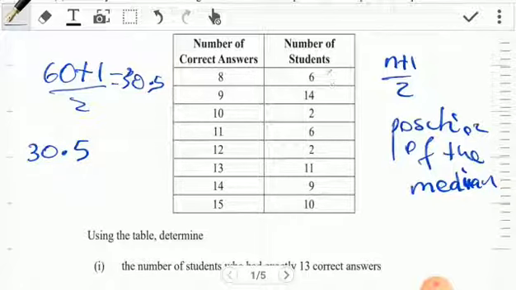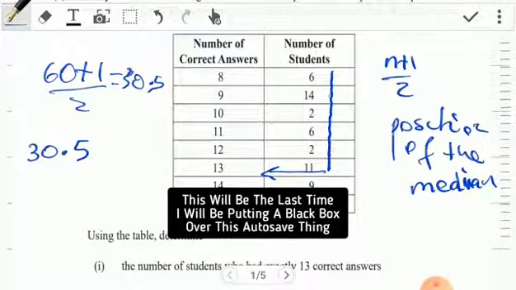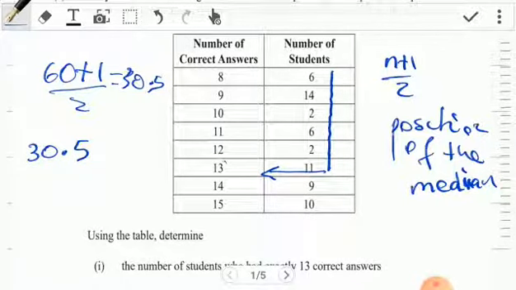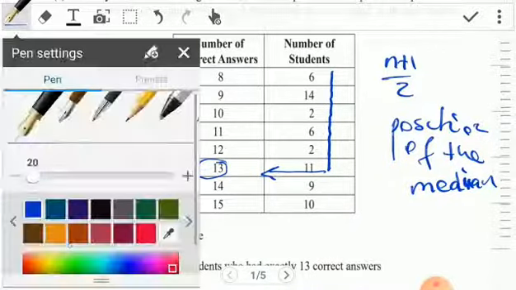For example, going down the table, this is 6. 6 plus 14 is 20. 20 plus 2 is 22. 22 plus 6 is 28. 28 plus 2 is 30. We still haven't passed 30. We have to pass 30.5 or reach it. But by the time we add 11, we would have passed. So we stop right here and point in this direction. Going down the table, 13 would be in that spot, but we have to go up the table as well. We have to go in 2 directions.